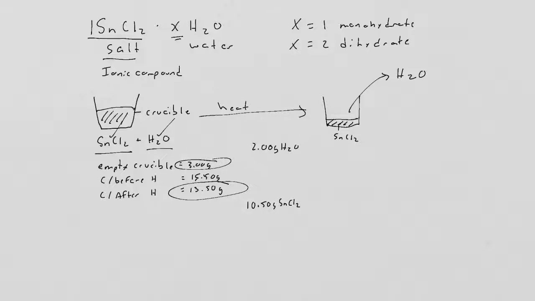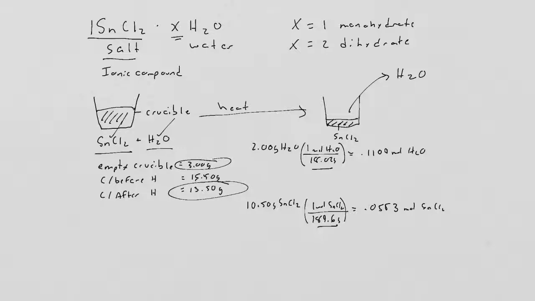I'm going to pause this for a second so I can do some math here. Now, at this point, what I've done is I've simply divided and converted each thing into moles. So I want to figure out how many moles of water I have and how many moles of SnCl2. 18.02 grams is the gram formula mass of water. I did that work for you. And 189.6 is the gram formula mass of SnCl2. And so when I divide the 2 by 18.02, I get 0.1109 moles of water to 0.0553 moles of SnCl2.